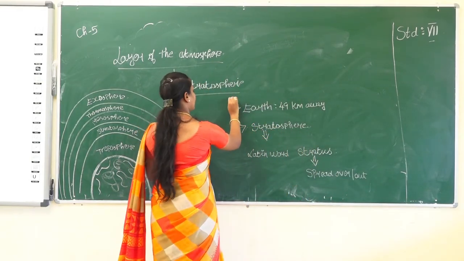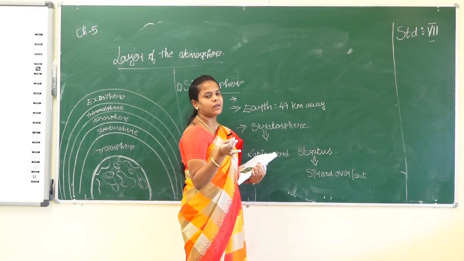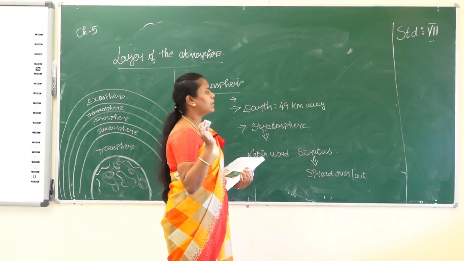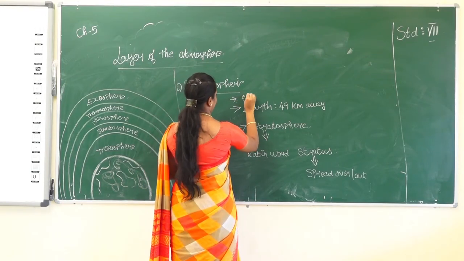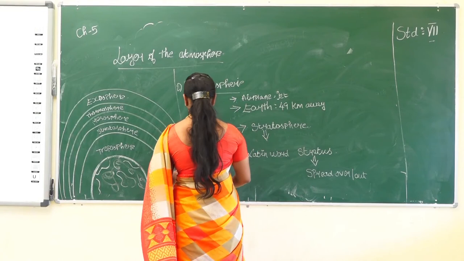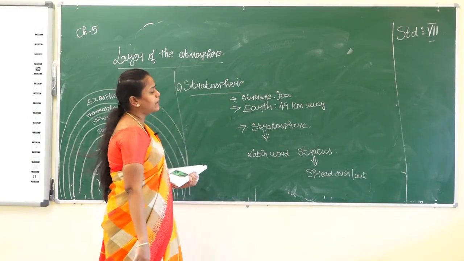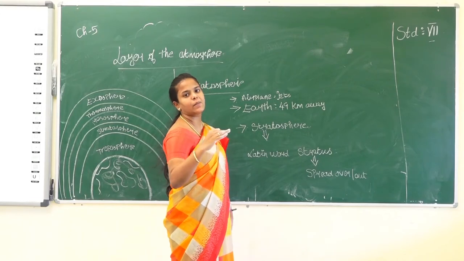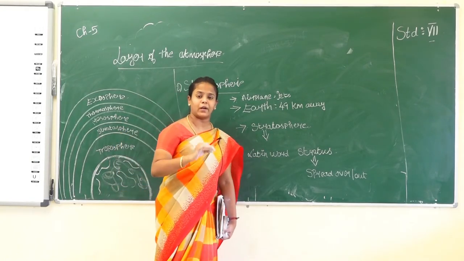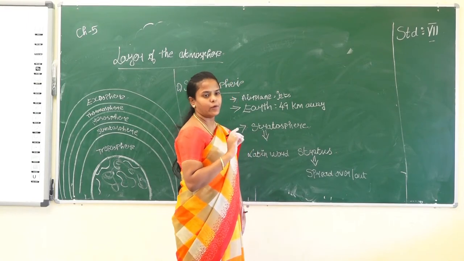And in this layer, aeroplanes and jets are moving. In which layer? The stratosphere layer. Aeroplanes and jets, etc. What do you mean by stratosphere? It is just 49 kilometers away from the Earth's surface, and the word stratosphere has been derived from the Latin word stratus, which means to spread over or spread out. In this layer only, the aeroplanes and jets move.